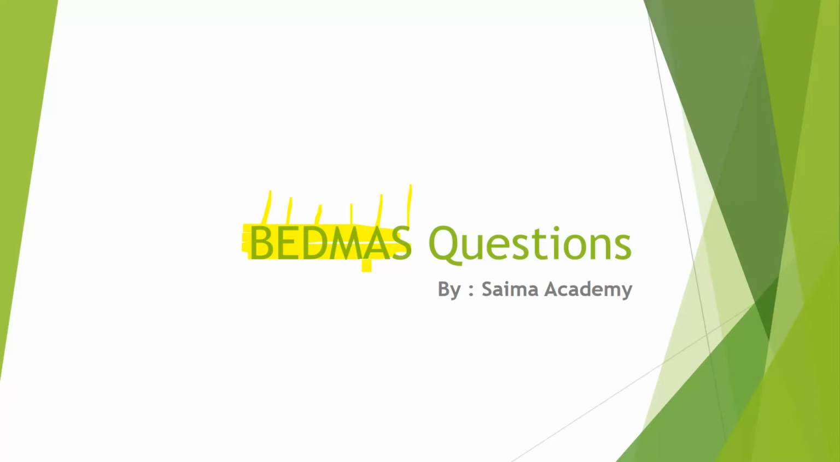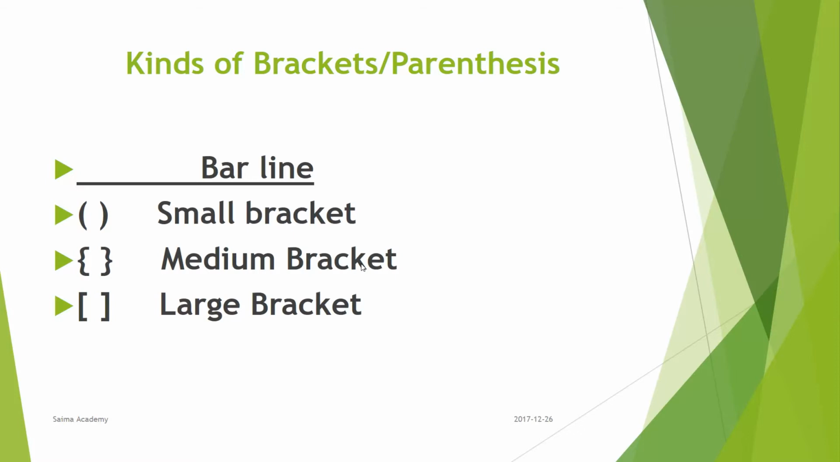This is lesson number 7. I have explained in more detail in lesson number 6. If you have time, you can go and watch lesson number 6 first, but again I am explaining the same thing here. There are 4 kinds of bracket or parentheses. In a BEDMAS question, the first is called the bar line, and the bar line is this line. You will see this type of line in the question. I will explain this bar line in the next few questions.